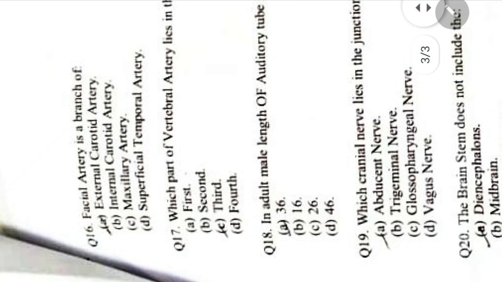Question number 16. Facial artery is a branch of... This is an important question. The options are external carotid artery, internal carotid artery, maxillary artery, superficial temporal artery. I think everybody knows the answer. It's a very easy question: external carotid is the answer, right? Now, talking about the branches, a fast revision about this.